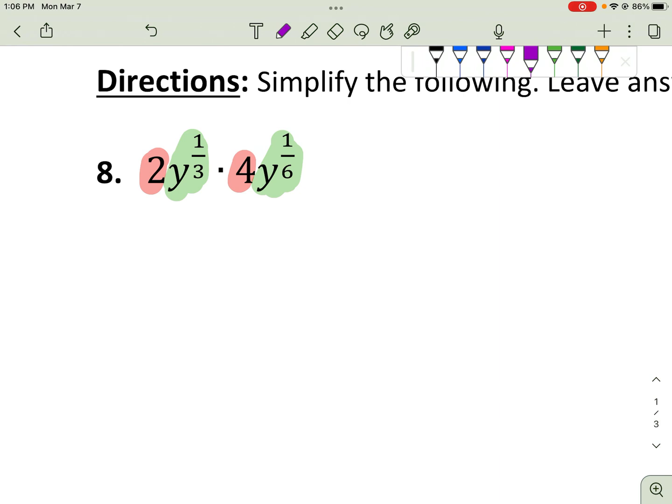So 2 times 4 gives me 8, and then it's y to the, I'm going to show it here, 1/3 plus 1/6 power, which you can just do on your calculator, but you do get 8y to the 1/2. And notice how only the y is to the 1/2 power. I did not put the 8 in parentheses.